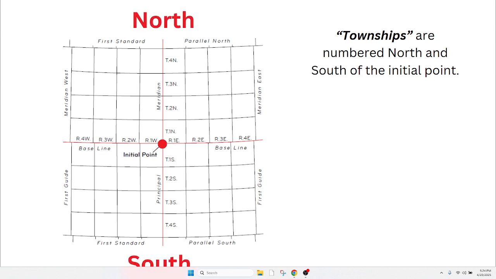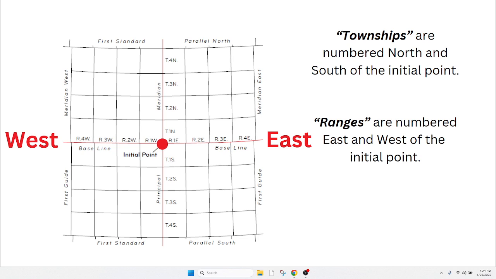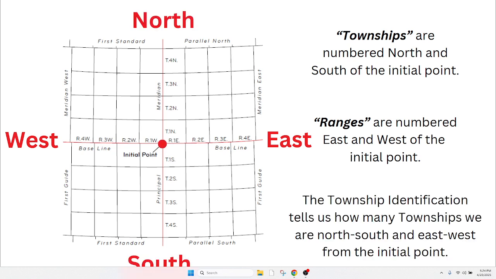Townships are numbered north and south of the initial point. Ranges are numbered east and west of the initial point. The township identification tells us how many townships we are north-south and east-west from the initial point. Let's take a look.